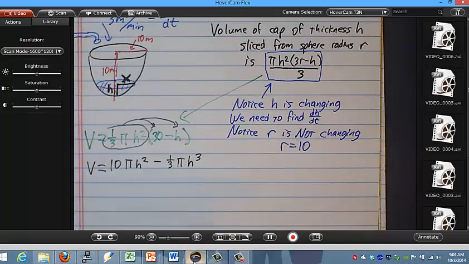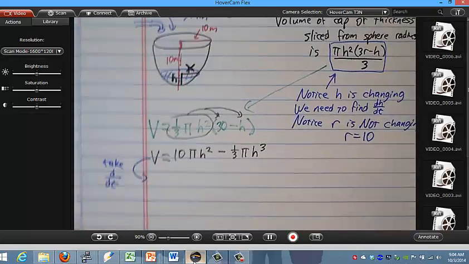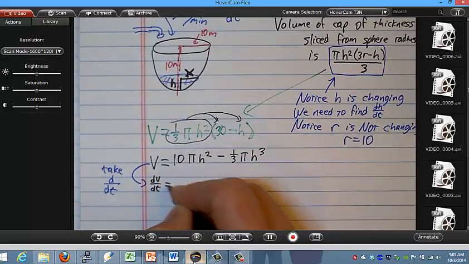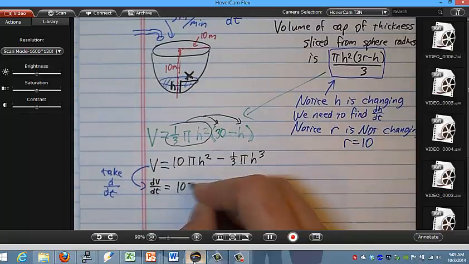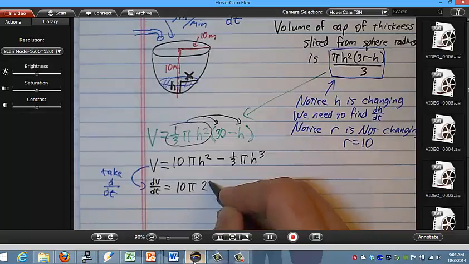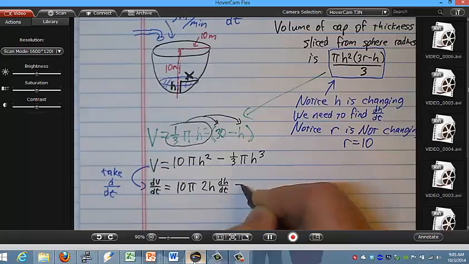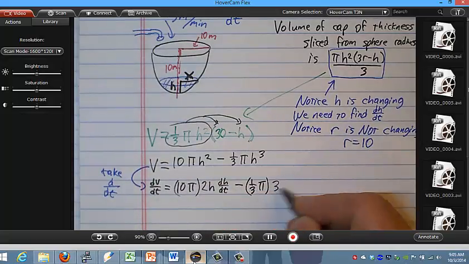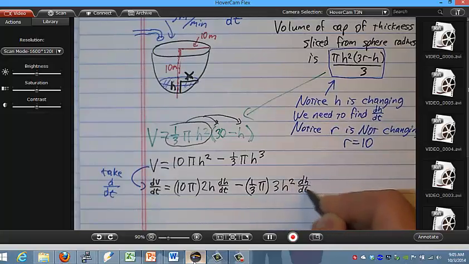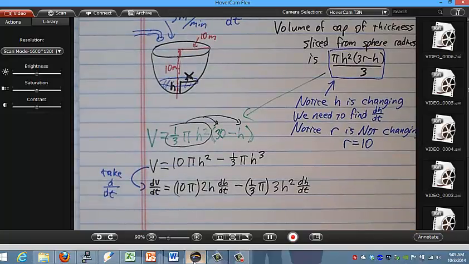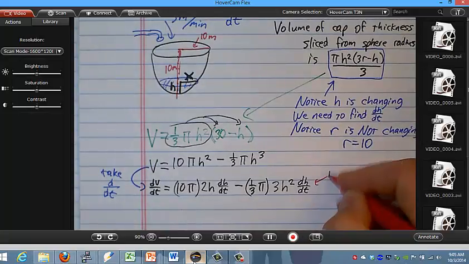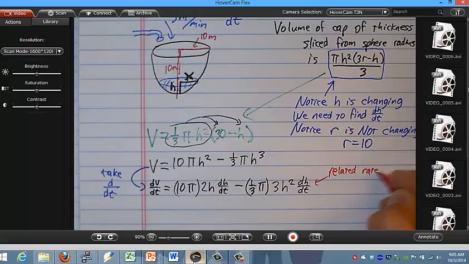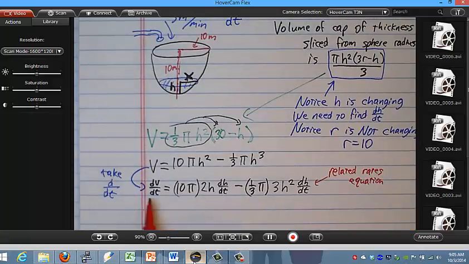And now what am I going to do to both sides? I'm going to take what? The derivative with respect to t. Okay, here I go. When I take the derivative with respect to t, I get dV/dt equals, well here, let's write the 10 pi down again. That's just a constant. And then I get 2h dh/dt minus, let's write the 1/3 pi down, times 3h squared dh/dt. See that? And what this is called, this right here, is our related rates equation, because it shows you how dV/dt is related to dh/dt.